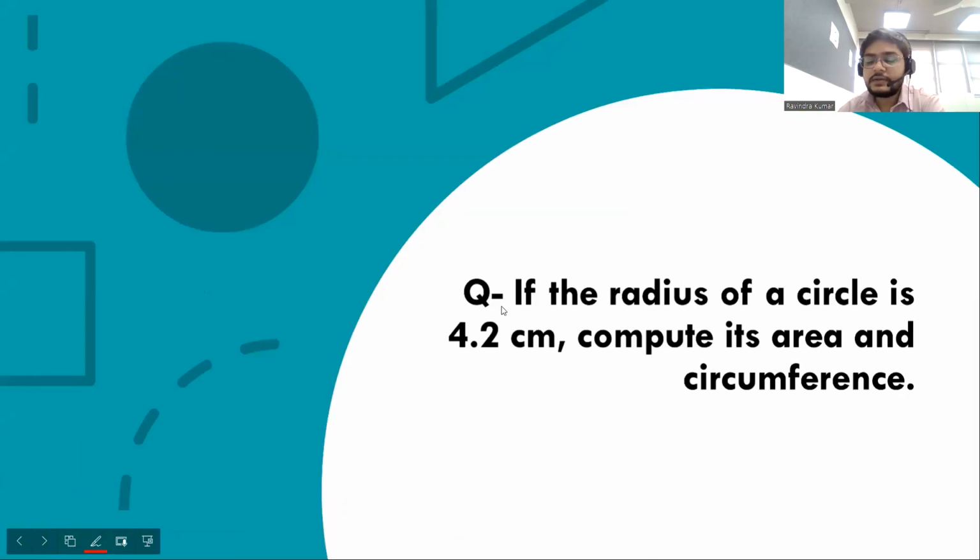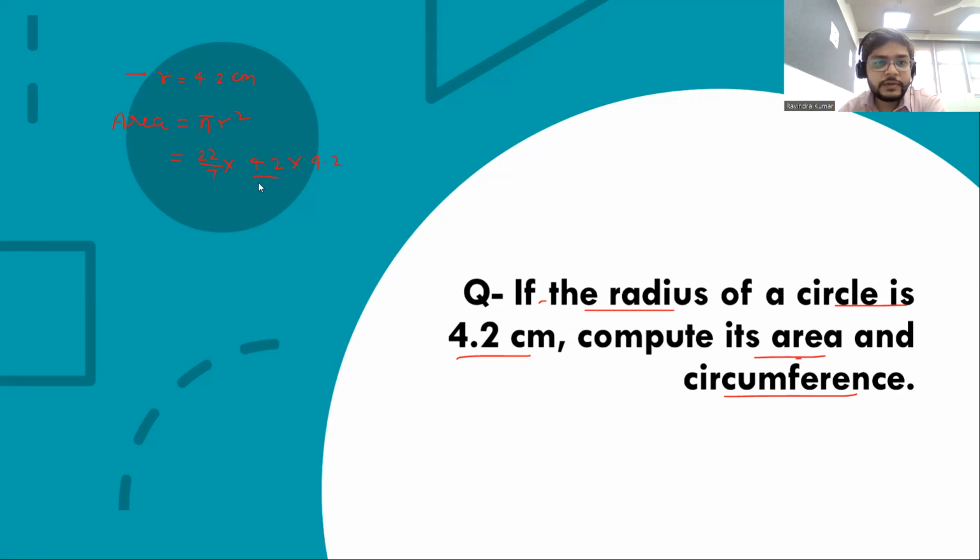Read the question carefully and then try to solve it first by yourself. It is given that the radius of a circle is 4.2 centimeter, so compute its area and the circumference. Here r is equal to 4.2 centimeter, and first we need to find the area. We know that area is equal to pi r square, the value of pi is 22 divided by 7, and r squared is 4.2 into 4.2 because it is square.